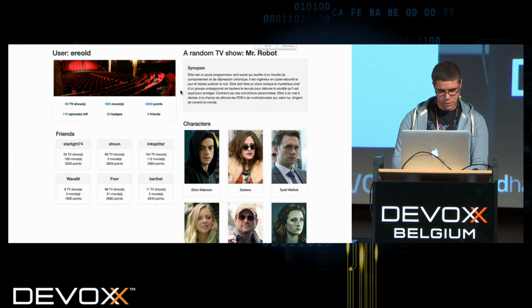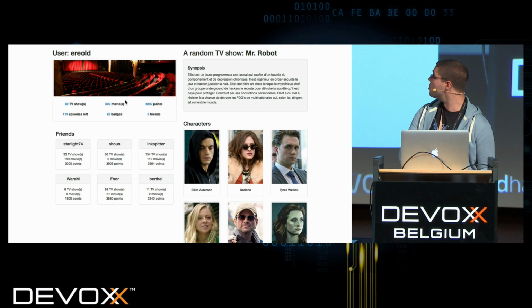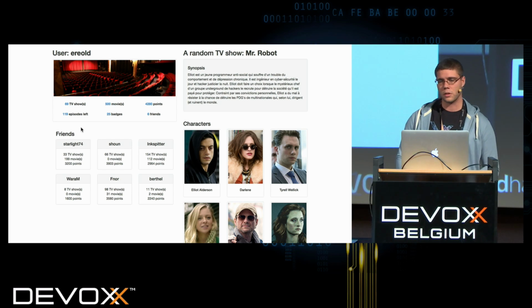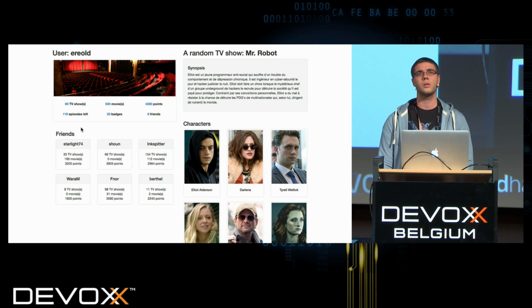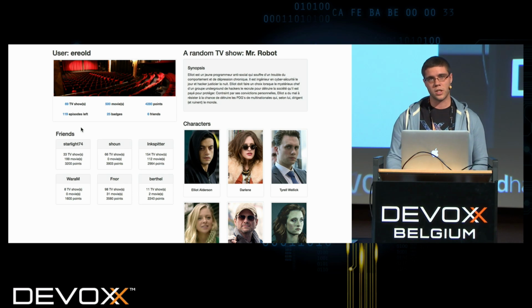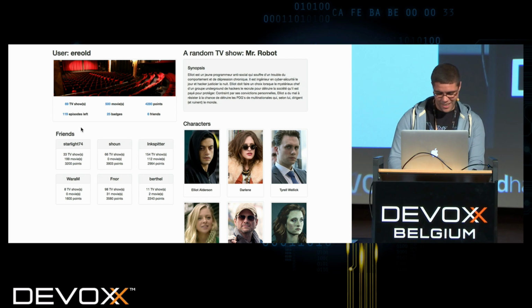Right here on the upper left, you can see my profile with some statistics. Just below, you have a list of my friends, some stats also. And on the right part, you have a randomly picked TV show amongst the ones I'm watching. So please, if there's something shameful that pops up, just don't tell my friends. So let's have a look at the source code.